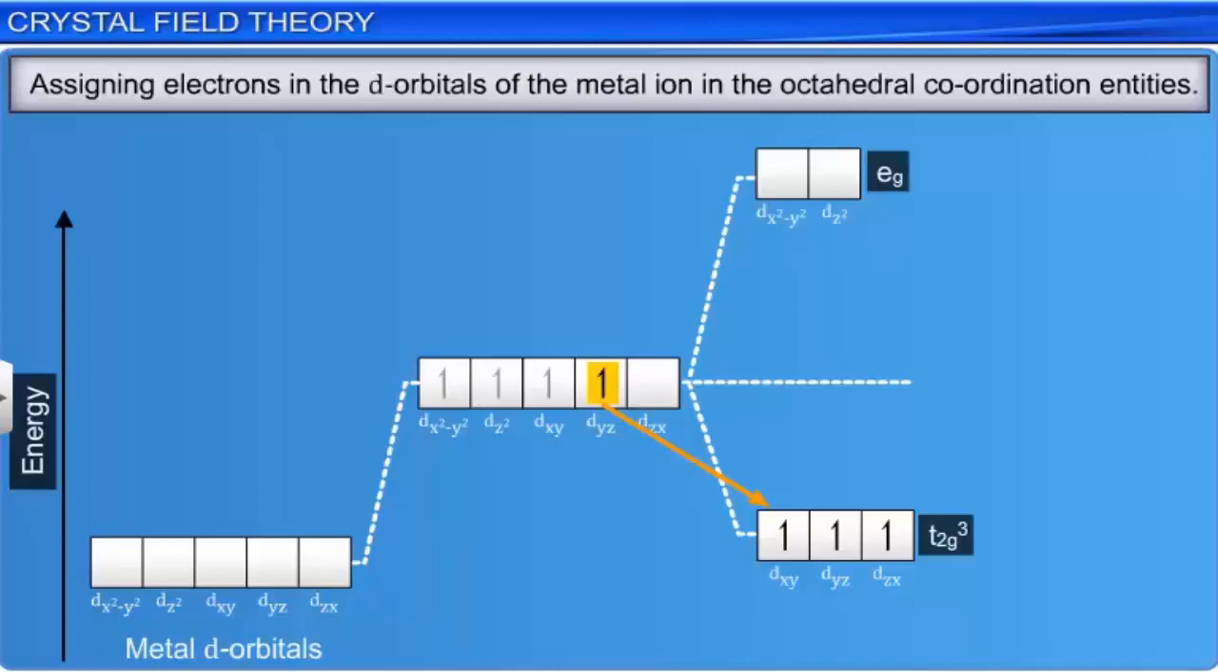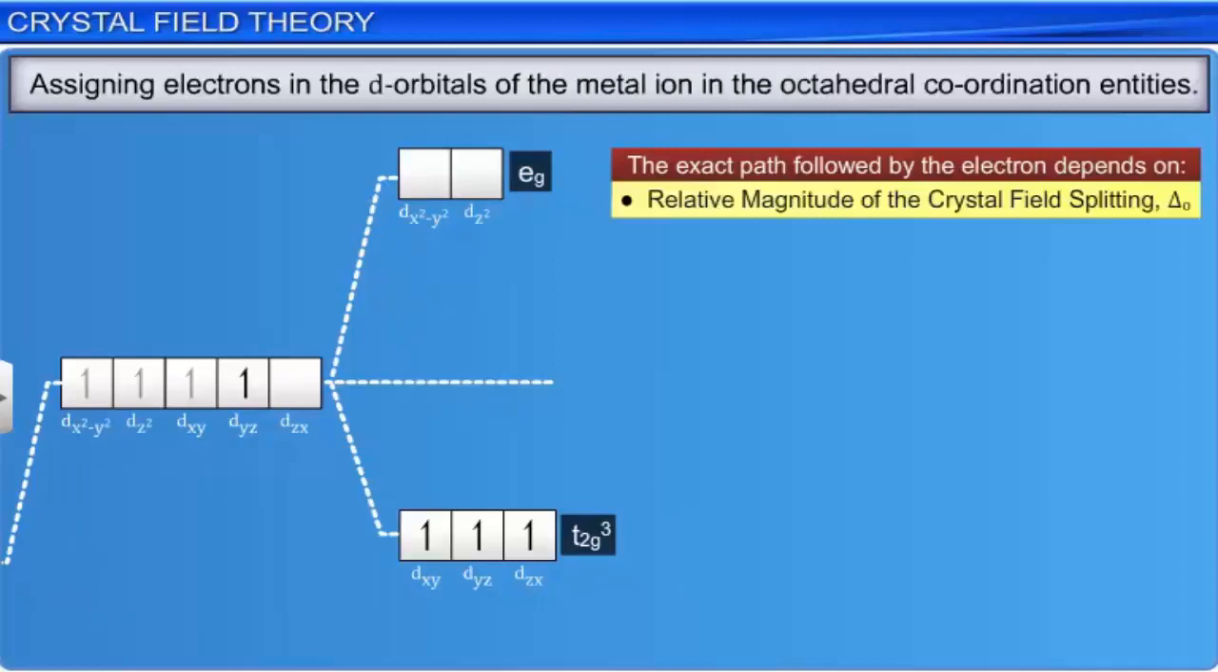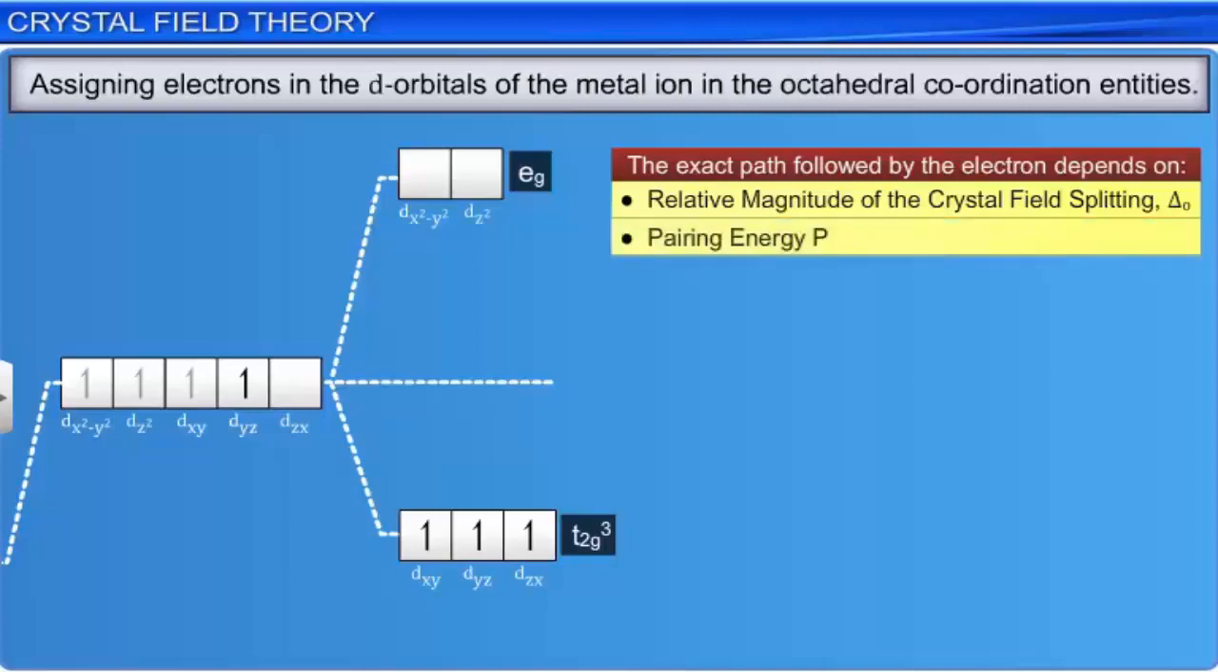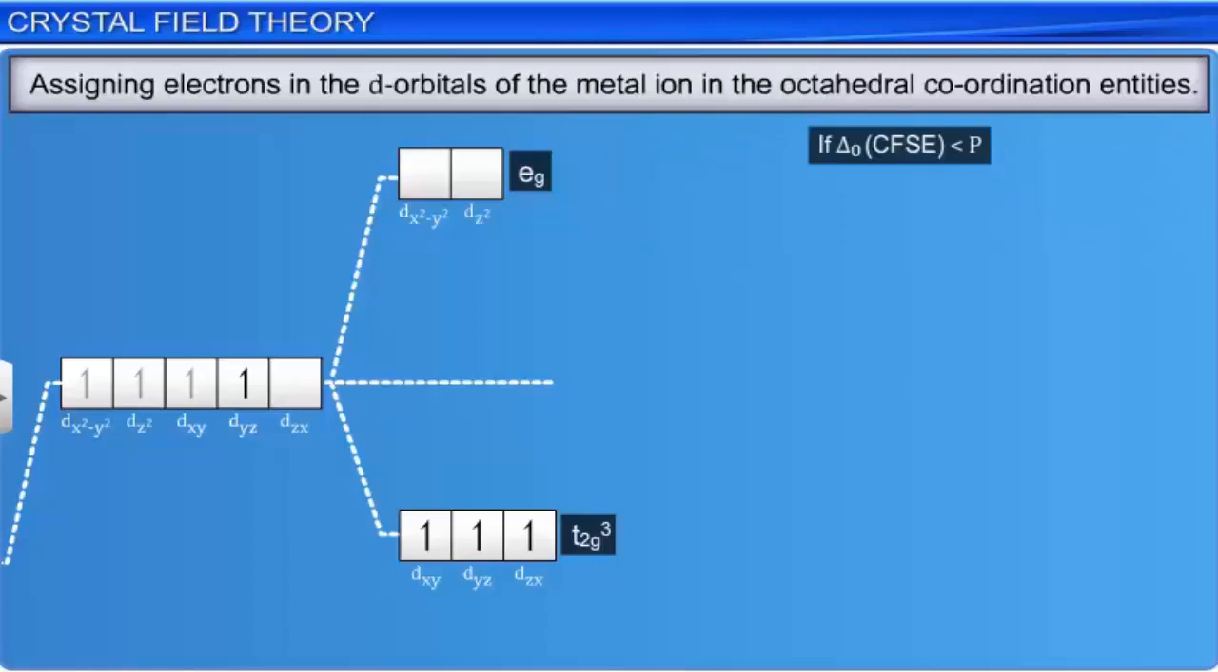The exact path followed by the electron depends on the relative magnitude of the crystal field splitting, delta O, and the energy required for the electron pairing in a single orbital, that is, pairing energy P. If the crystal field splitting energy is less than the pairing energy, then the fourth electron enters one of the higher energy Eg orbitals, giving the configuration T2g3 Eg1. Ligands for which the crystal field splitting energy is less than the pairing energy are known as weak field ligands. The complexes formed with these ligands would be high-spin complexes.